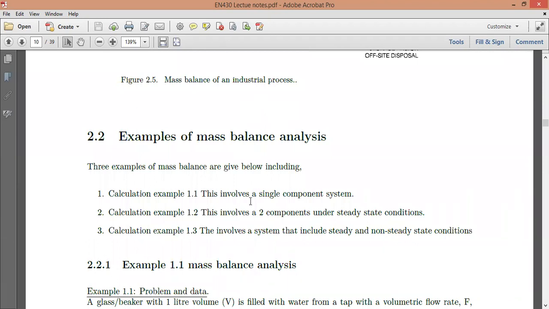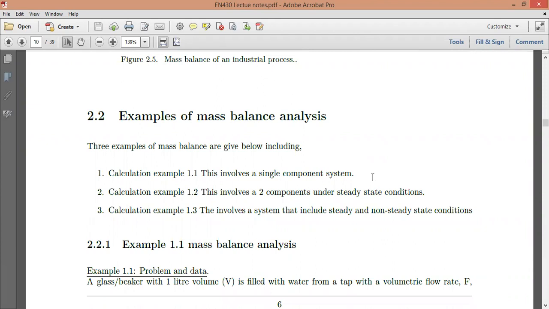So we're going to look at 3 calculations. There's one that involves a single component system, and there's one that involves 2 components under steady state conditions. And then the third example involves a system that includes steady and non-steady state conditions. So the same way these examples come, okay?